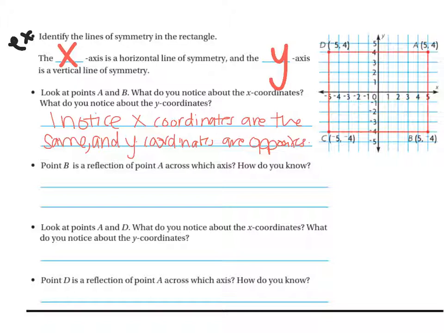Point B is a reflection. So think of a mirror. It reflects point A across which axis? So point A and B, which axis or number line is between point A and B? Which number line do I cross? I'm crossing the x-axis here. So it is a reflection across the x-axis. And I know this because it crosses through them, the x-axis, because it crosses through.